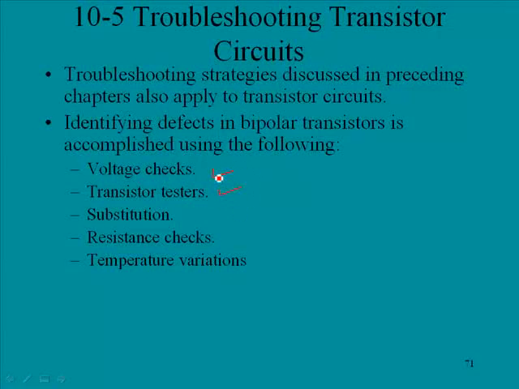There are devices called transistor testers, which you plug a transistor into and it can test whether it is good or not. Many voltmeters are designed with this option. Substitution, that is substituting known good components for components that are suspect. Resistance checks, and these would be resistance checks on the circuit to verify the resistances are what they should be. And temperature variation can come in because bipolar transistors are subject to variations in beta due to temperature changes. I would encourage you to read through these sections in your textbook.